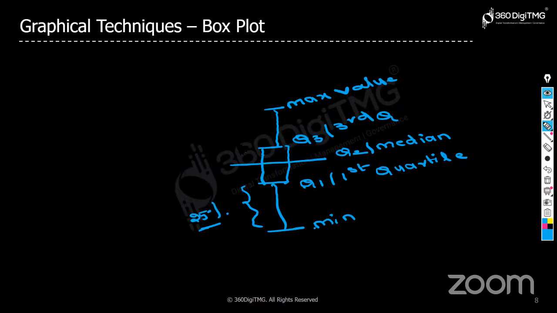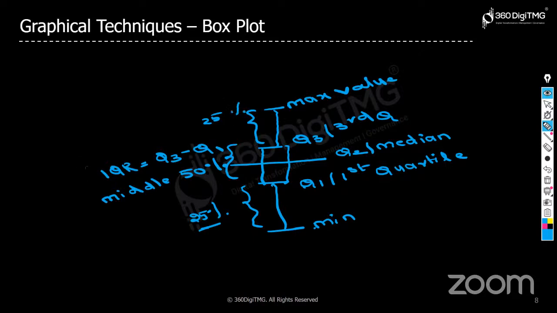So 25% of data is present between the minimum value and Q1. And how much is present within the box here? This is Q3 minus Q1, which is the interquartile range. The middle 50% of data is present within this IQR. And this one is also 25. So in total, 25 plus 50 plus 25 is 100% of data.